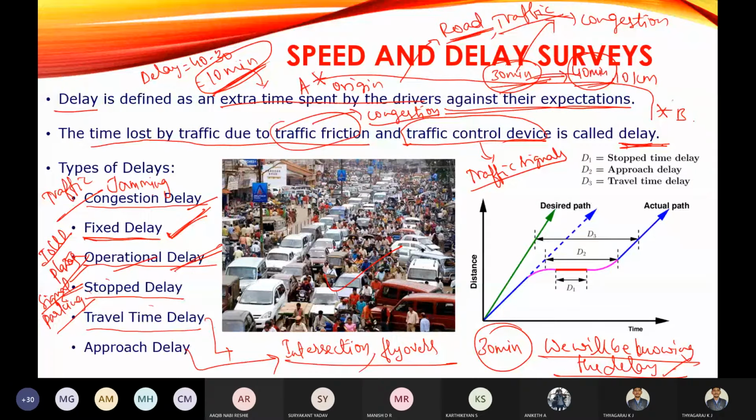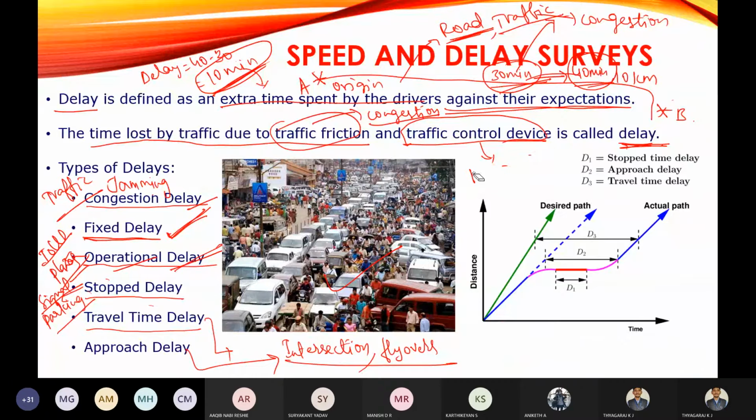Okay, when you are moving from one place to another place, you will have some delay. At any point, you can't move without delay. For every journey, there will be delay. Either 1 minute or 1 hour or 1 day, there will be a delay. And you can observe this graph here. Now I will come to the graphical representation of delay.